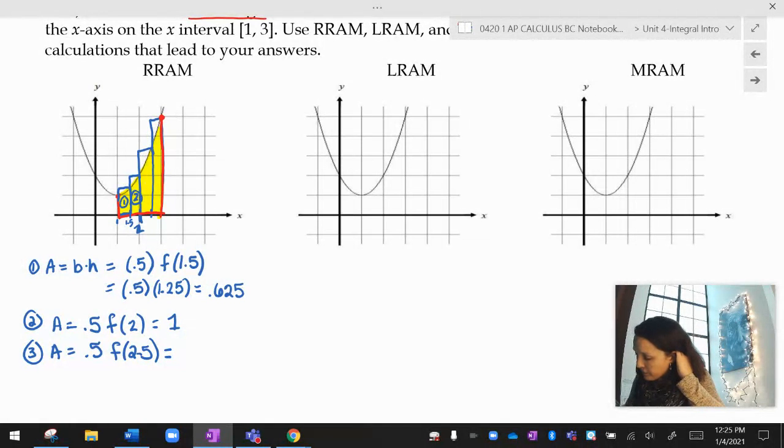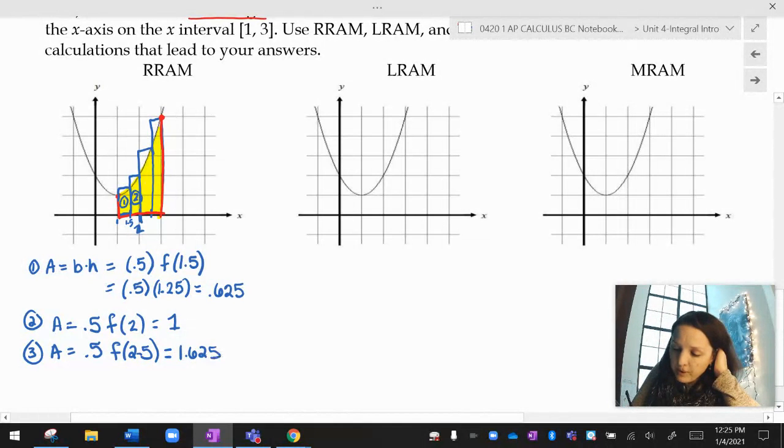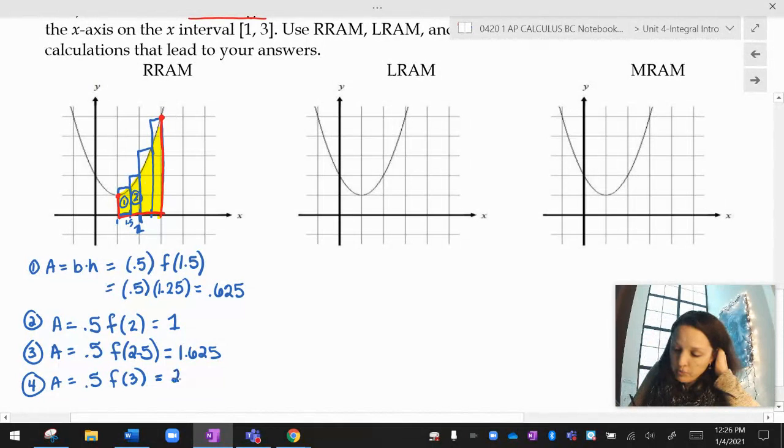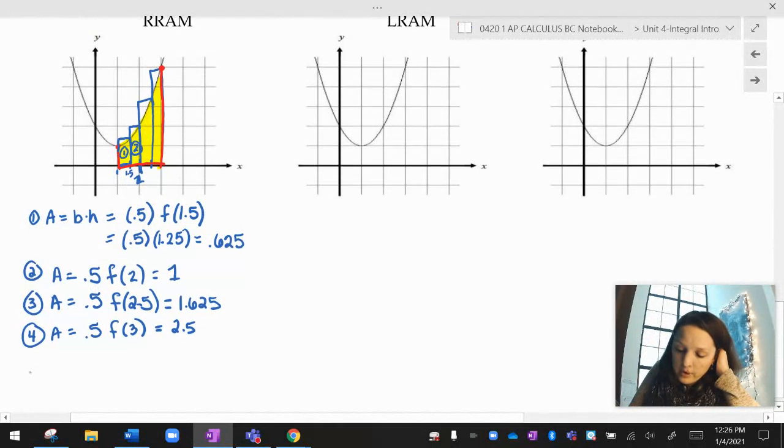This is a lot better if you can see it on the screen, but you can't, so we'll have to deal with it. 1.625. And the fourth rectangle still has a base of 0.5 and a height, which is f of 3, which is 2.5. So my area estimate is the sum of all those.